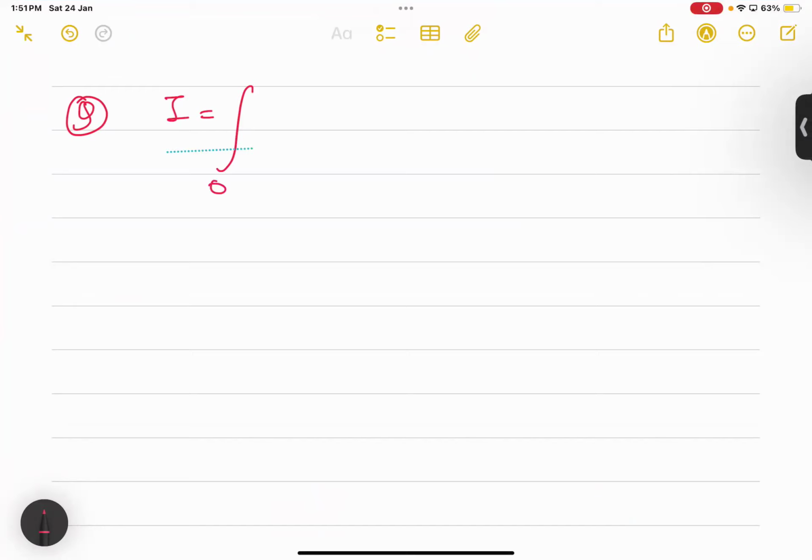Integration from 0 to pi by 2, dx upon a square sin square x plus b square cos square x.